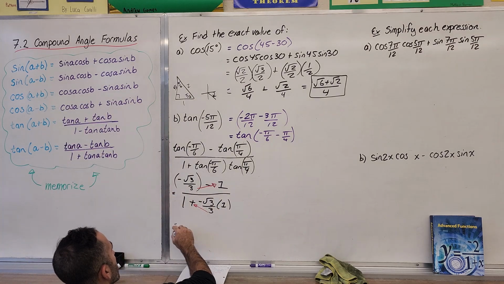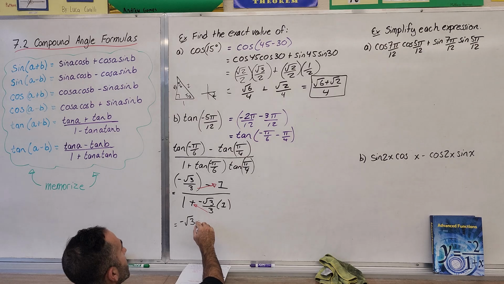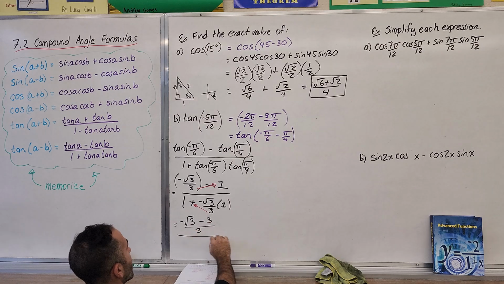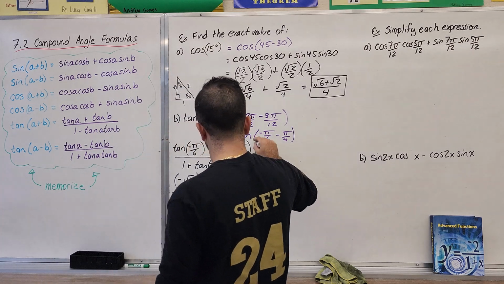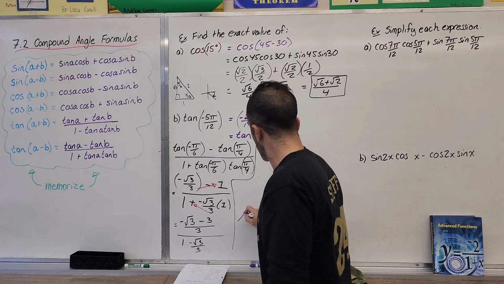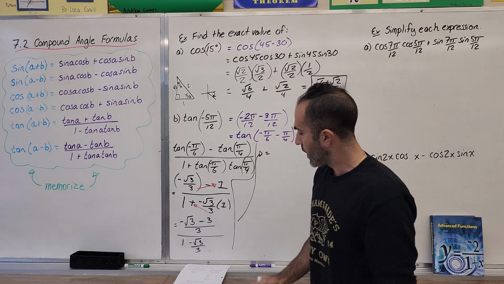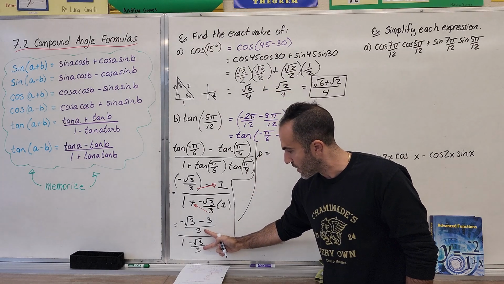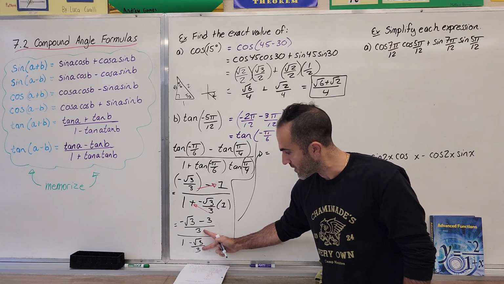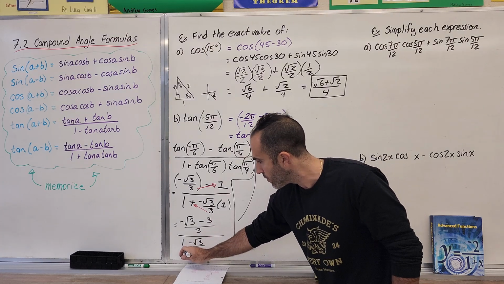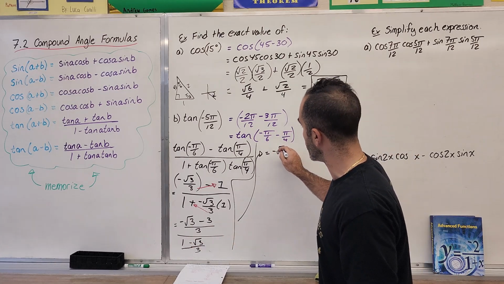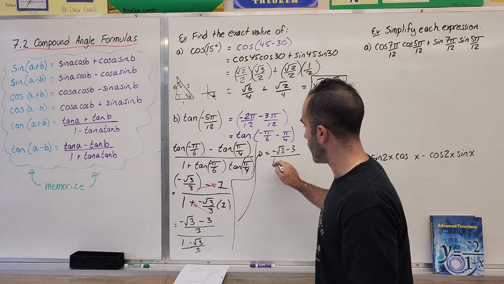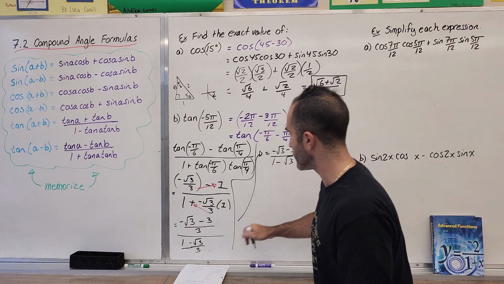So this is going to equal negative root 3 minus 3 over 3. And my denominator is going to be 1 minus root 3 over 3. I'm going to take it up here. When I have two numbers that share the same denominator, fractions on fractions, I could just take the numerator over the numerator. It's going to be negative root 3 minus 3 over 1 minus root 3. That's not a 1, that's a 3.